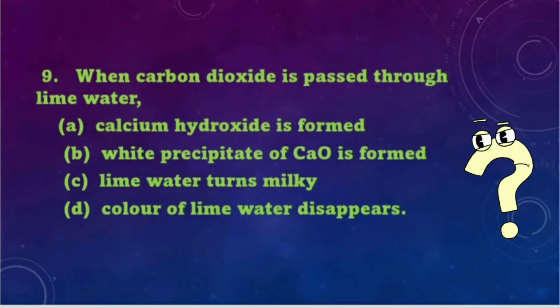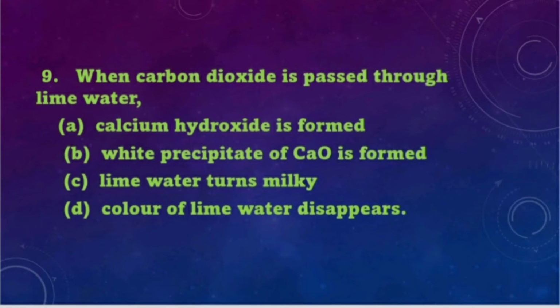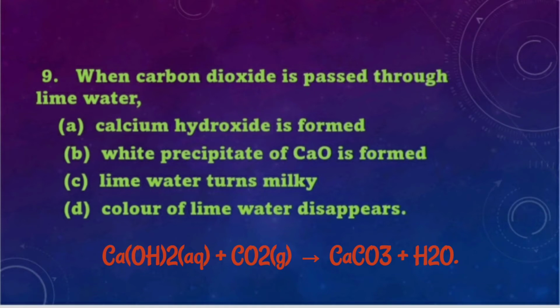Question number 9. When carbon dioxide is passed through lime water, what happens? The options are option A, calcium hydroxide is formed. Option B, white precipitate of calcium oxide is formed. Option C, lime water turns milky. And option D, color of lime water disappears. Now if you write the equation, it becomes calcium hydroxide plus carbon dioxide gives calcium carbonate plus water. Here, lime water turns milky due to the formation of white precipitate of calcium carbonate. So the answer will be option C, lime water turns milky.